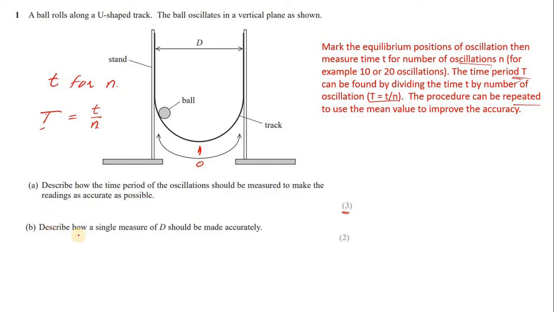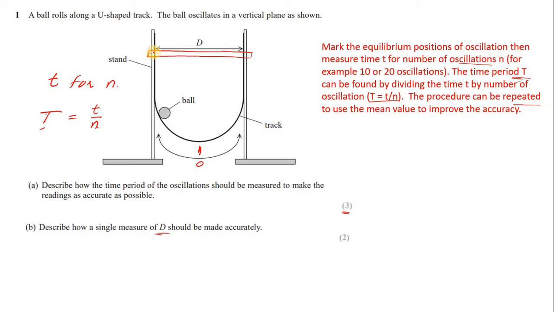Part B is describe how a single measure of d should be made accurately. So d is basically, if you see the diagram, the horizontal distance between the two ends of the U-shaped track. So this is the horizontal distance. So we will use a meter rule, and if you wish, you can draw the diagram, and then this meter rule should be horizontal.